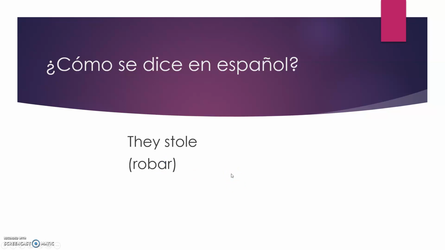¿Cómo se dice en español? They stole. So we want the ellos form of robar in the preterite. They stole is robaron. Do you see how it still has an N, indicating that it's ellos, but we add a little bit more, robaron. How about I returned, one time or a fixed number of times, so we want the yo form of regresar in the preterite tense. I returned is regresé.